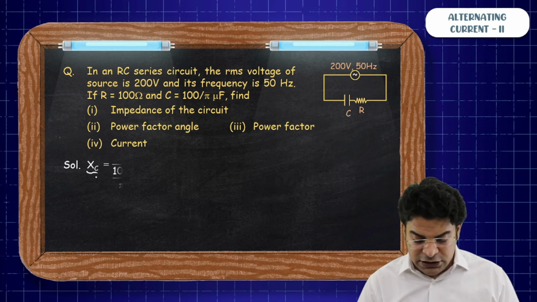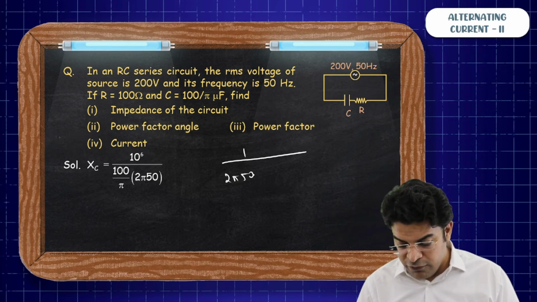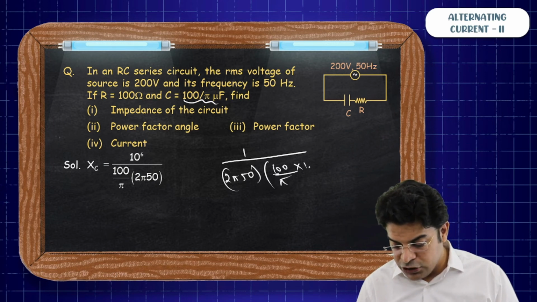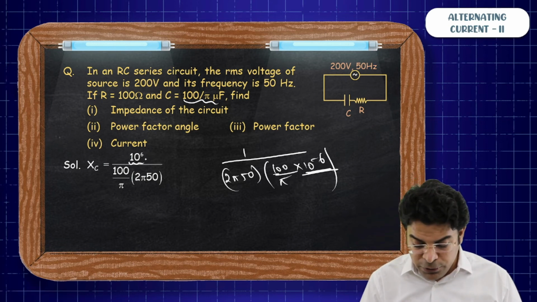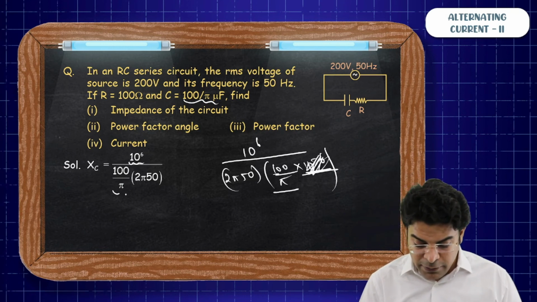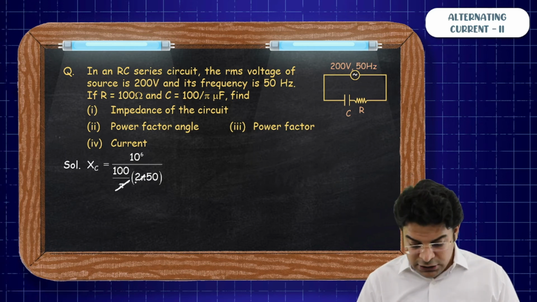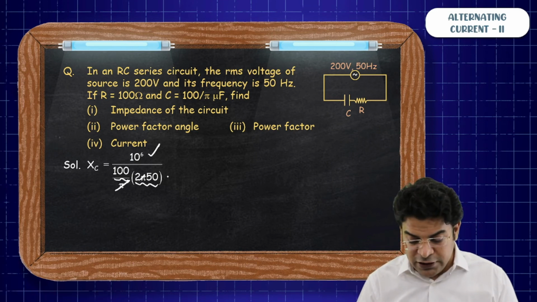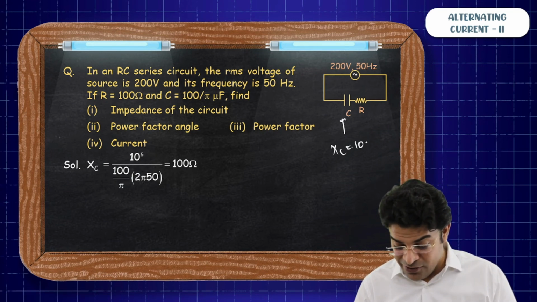So XC equals 1 by omega C, so 1 by 2 pi into 50 into C. C is given as 100 by pi into 10 raised to the power of minus 6. This 10 raised to the power of minus 6 moves from denominator into the numerator, so that becomes 10 raised to the power of 6. So you get 10 raised to the power of 6 upon 100 pi into 2 pi into 50. You can see pi gets cancelled. This 2 into 50 becomes 100. There is one more 100. So in denominator you get 10 raised to the power of 4. You are left with 10 raised to the power of 6 upon 10 raised to the power of 4. That gives you 100 ohm. So XC is 100 ohm.